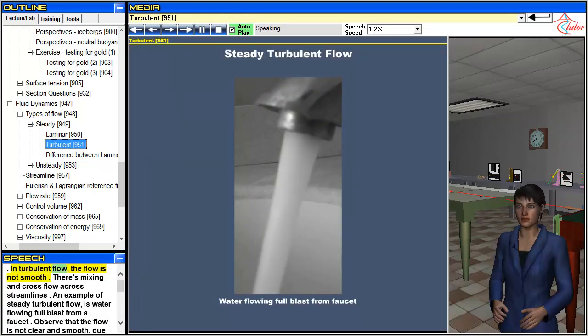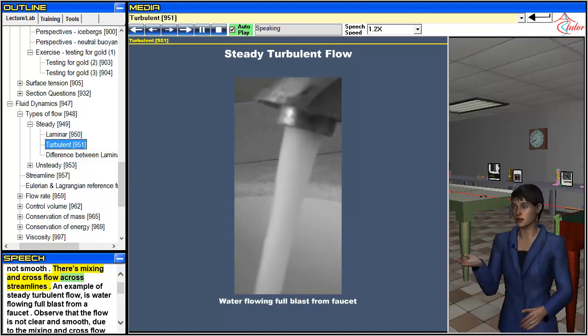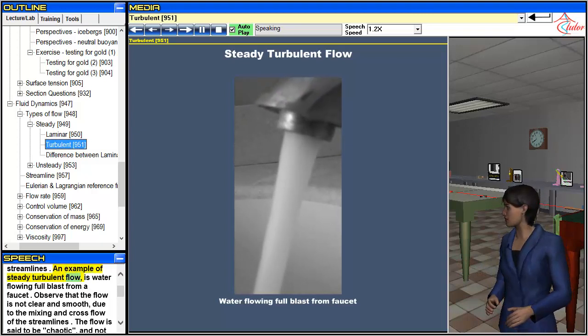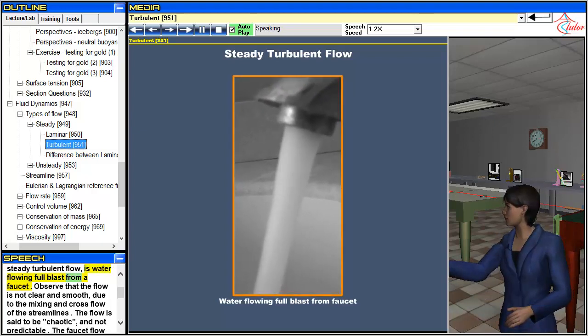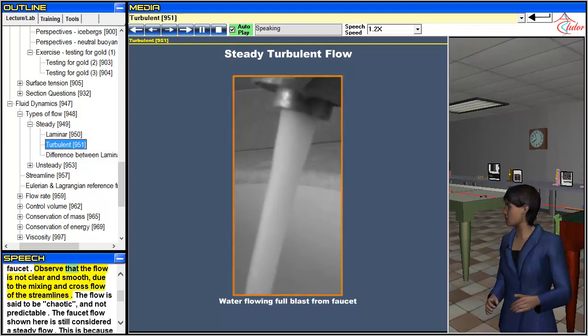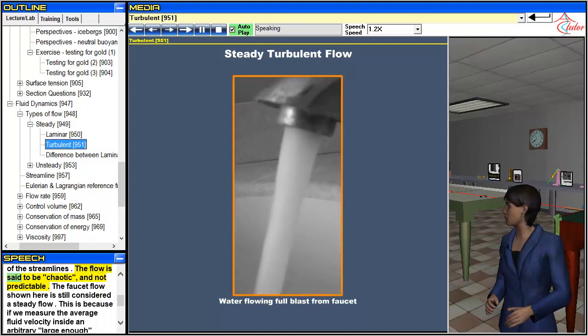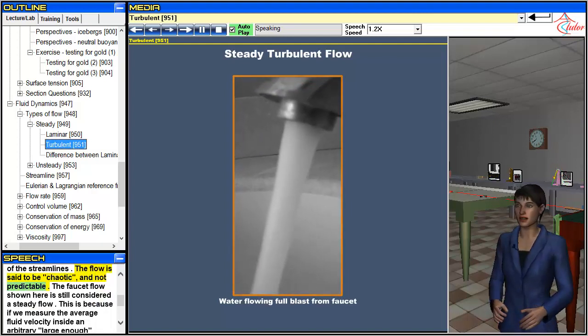In turbulent flow, the flow is not smooth. There's mixing and cross flow across streamlines. An example of steady turbulent flow is water flowing full blast from a faucet. Observe that the flow is not clear and smooth, due to the mixing and cross flow of the streamlines. The flow is said to be chaotic, and not predictable.